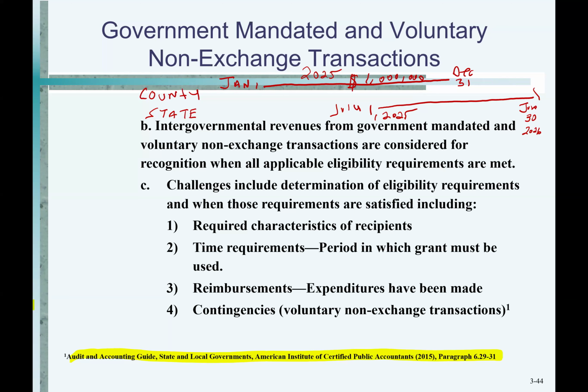So then you start to say, well, what about time? I could use the whole million in July. I could use it all in July, and I'd be meeting the time requirement by using it within the state's fiscal year. And we don't start getting into parsing how much you used in your fiscal year to hit your financial statement.